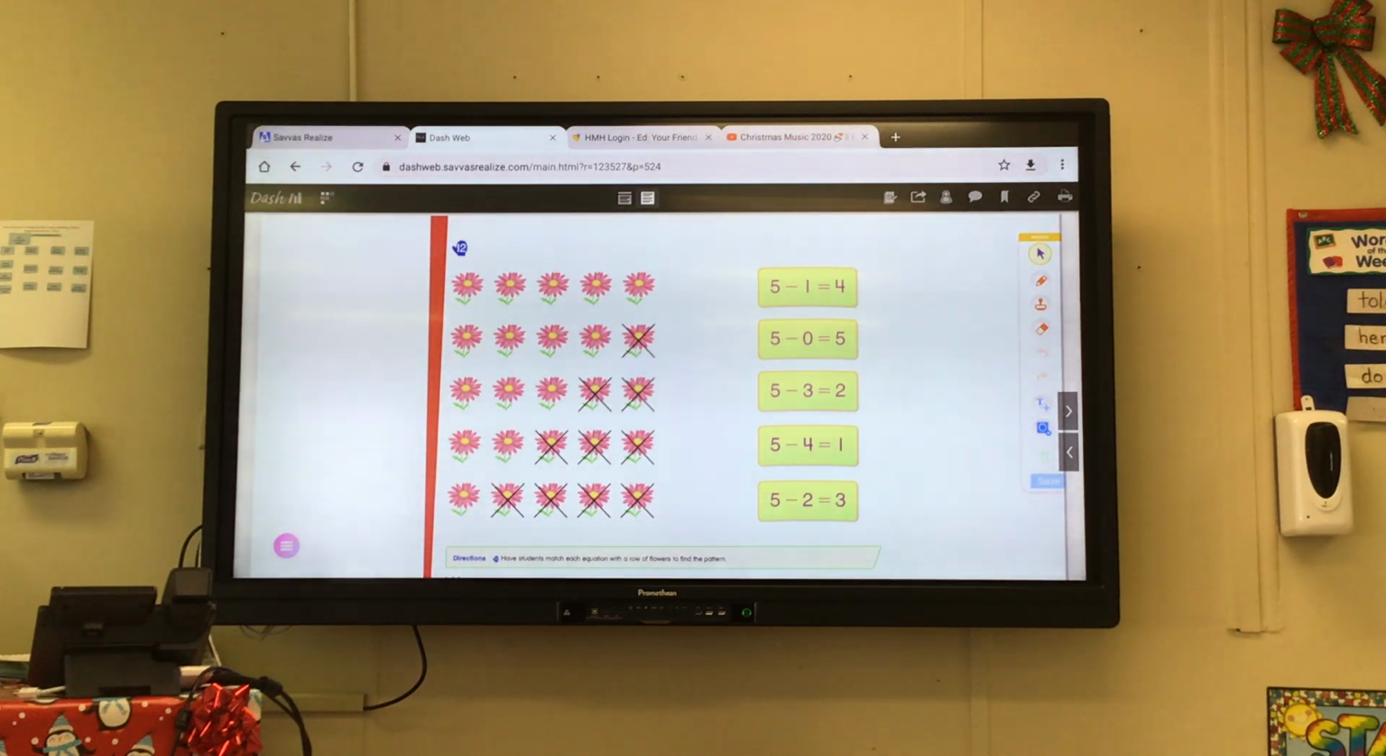Okay. You're gonna connect them. Just like that. So which row here says 5 take away 1? And how many did they take away? Okay, so which one is taken away? 5 take away 1 equals 4. There you go. Connect them. This shows 5 take away 3. Okay, 5 with 3 taken away. There you go. Connect them.